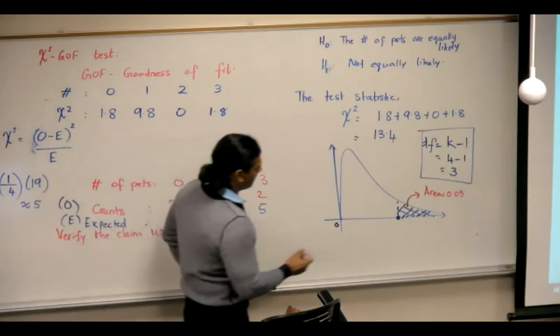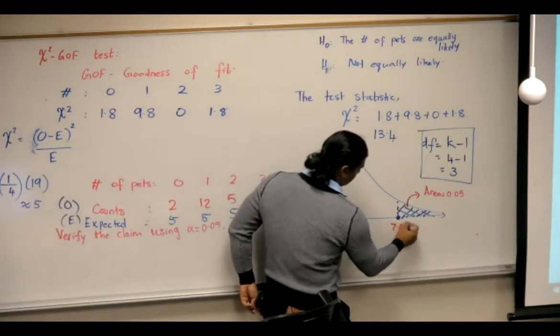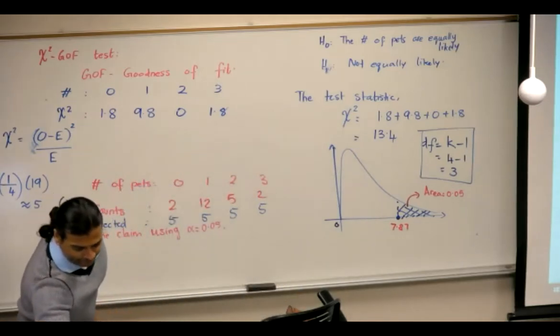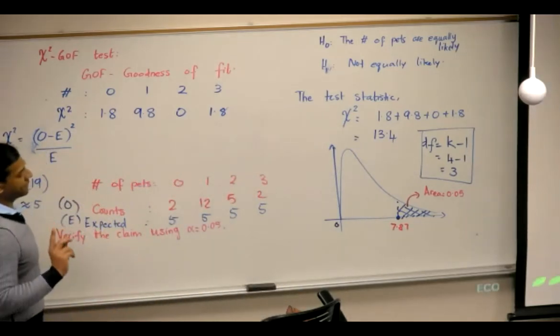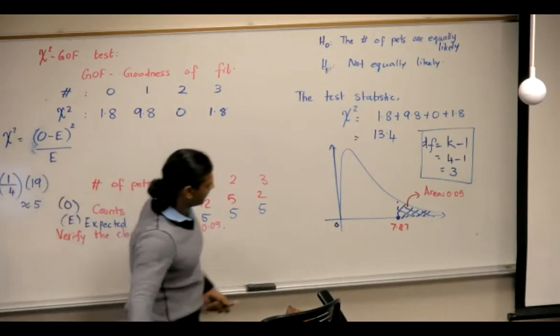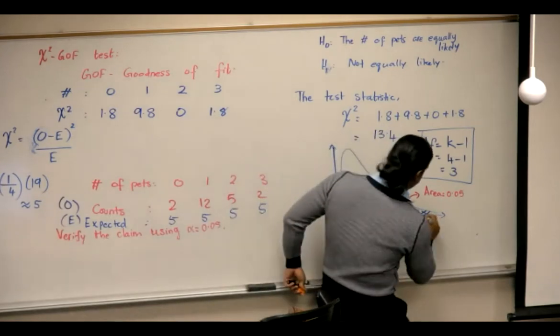So 7.87 is right here. Where is the test statistic? The test statistic that we found is 13.2, somewhere over here.